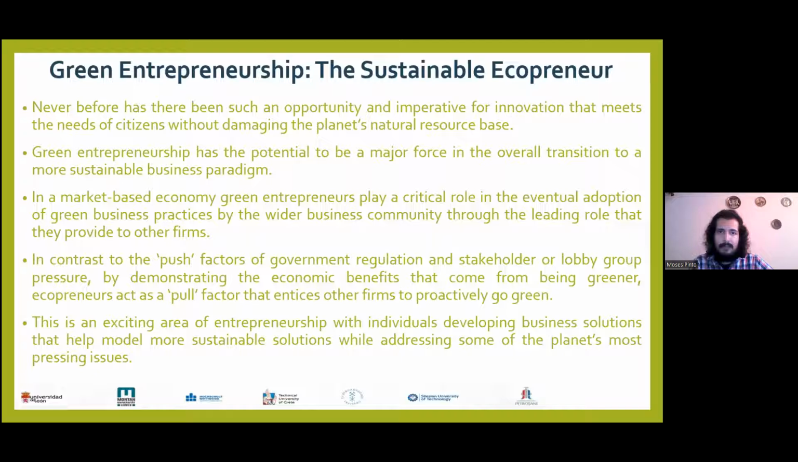In the same way, green entrepreneurship has the potential to be a major force in the overall transition to a more sustainable business paradigm. In a market-based economy, green entrepreneurs play a critical role in the eventual adoption of green business practices by the wider business community through the leading role that they provide to other firms. In contrast to the push factors of government regulation and stakeholder or lobby group pressure, by demonstrating economic benefits that come from being greener and more sustainable, ecopreneurs act as pull factors that entice other firms to proactively go green.